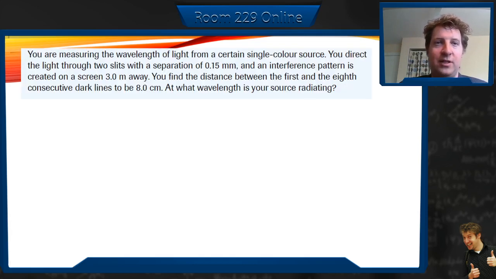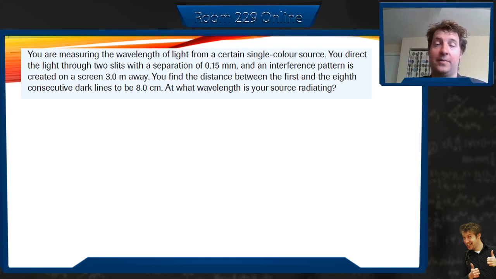So let's say we're measuring the wavelength of light from a certain single colored source. You direct the light through 2 slits with a separation of 0.15 millimeters. An interference pattern is created on a screen 3 meters away. You find the distance between the first and the 8th consecutive dark lines to be 8 centimeters. What's the wavelength of the source radiating?